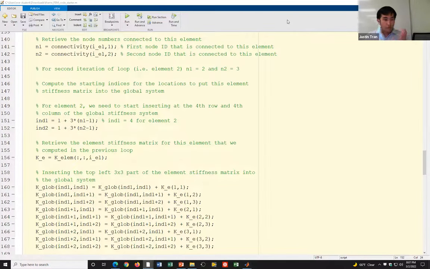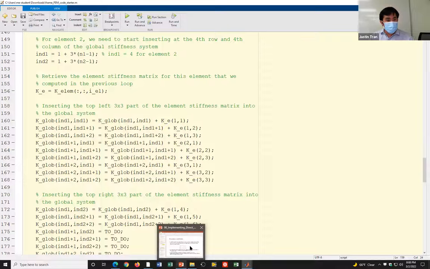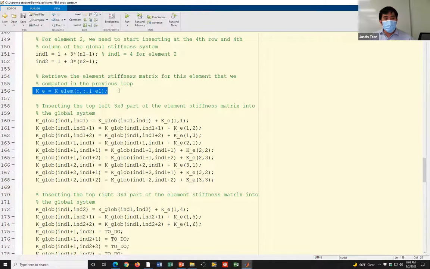All right. So here's where things get a little bit tricky. If you have to read over this part several times, that's okay, because the logic for this is a little bit hard to understand. What we're going to do here is take our element stiffness matrix. You can see here that I've created a variable KE, which is just our element stiffness matrix for this element.